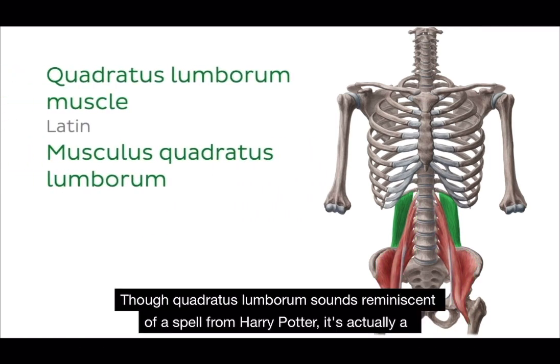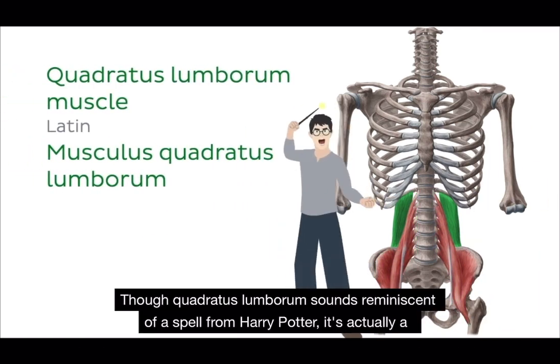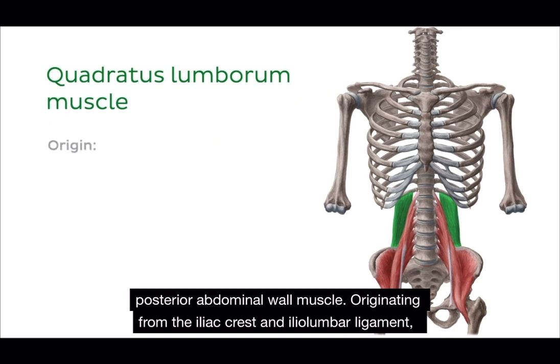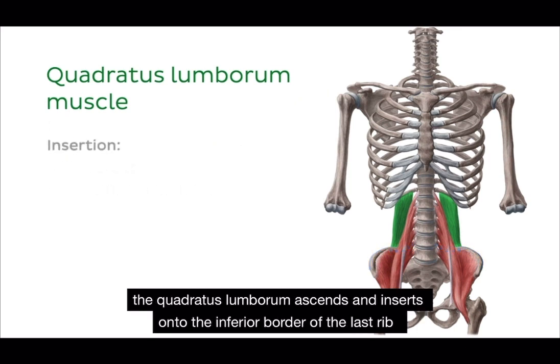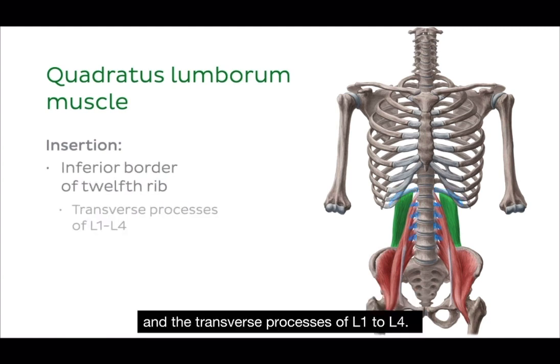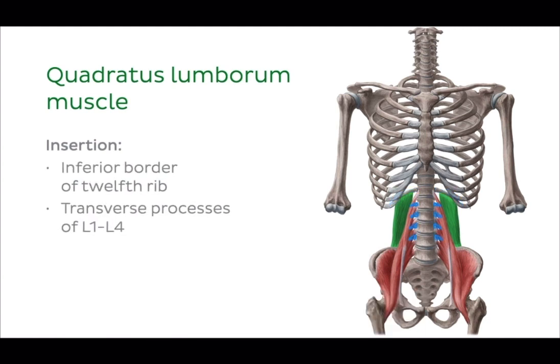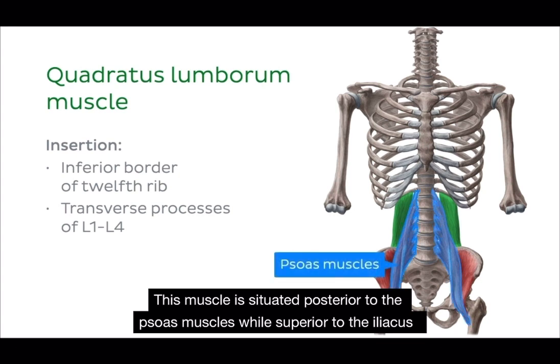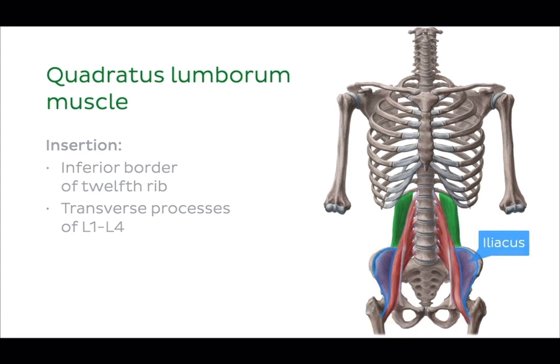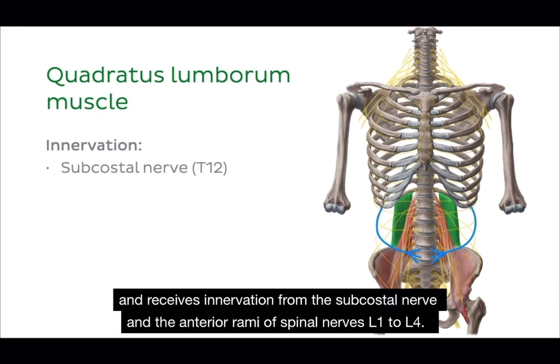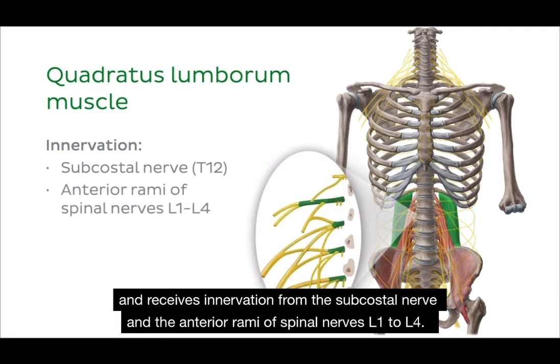Though quadratus lumborum sounds reminiscent of a spell from Harry Potter, it's actually a posterior abdominal wall muscle. Originating from the iliac crest and iliolumbar ligament, the quadratus lumborum ascends and inserts onto the inferior border of the last rib, and the transverse processes of L1 to L4. This muscle is situated posterior to the psoas muscles, while superior to the iliacus, and receives innervation from the subcostal nerve and the anterior rami of spinal nerves L1 to L4.